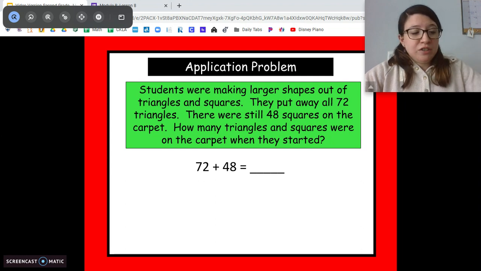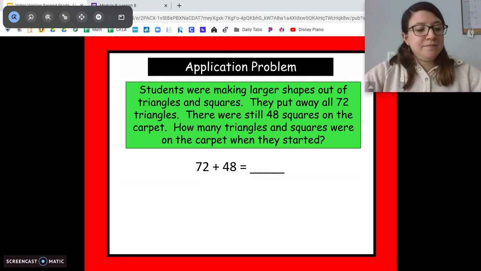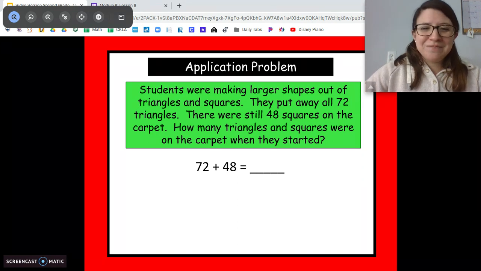Again, pause and take as long as you need and come back when you're ready. Got it?